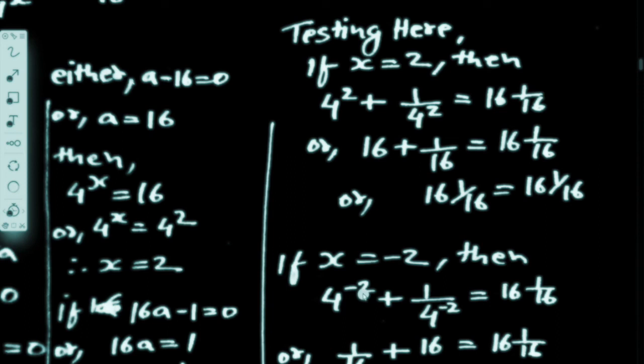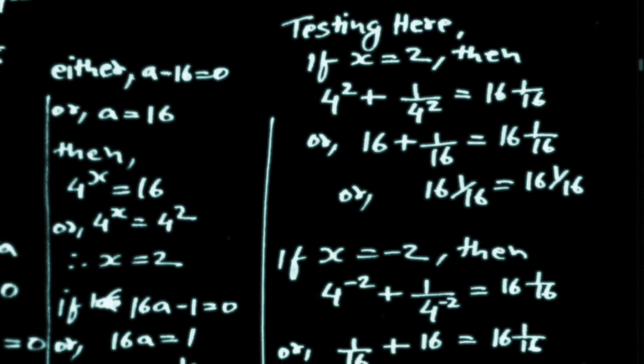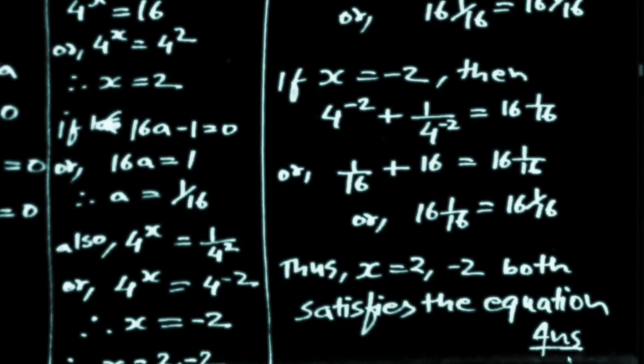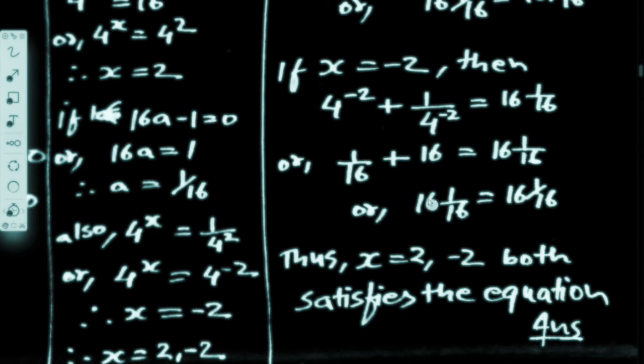4 power minus 2 means 1 by 16, and 4 power 2 means 16. Here we can also see a simple way: 1 by 16 plus 16 equals 16, 1 by 16. Thus, here x equal to 2 and minus 2 both satisfy the equation.